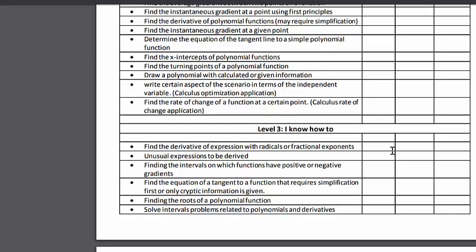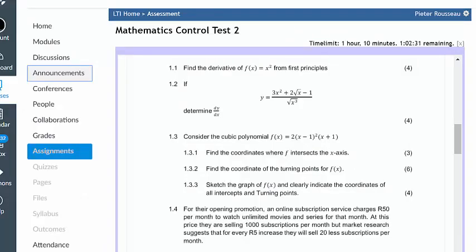Find the derivative of an expression with radical or fractional exponents, and that's exactly what we have in our next question. We have to find this derivative. They say if y is equal to that, determine dy over dx. In this expression, we're not allowed to just take the derivative of the numerator divided by the derivative of the denominator. There is a special rule that we learn later on in varsity, but for now we're just going to say y is equal to 3x squared plus 2.